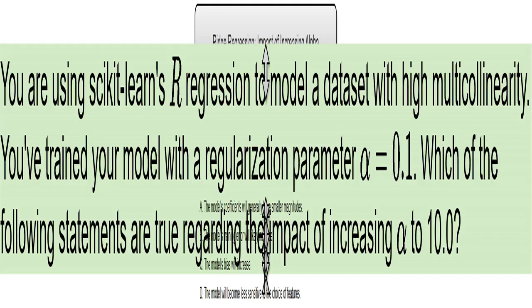I'm given a scenario where I'm using ridge regression in sklearn, a popular Python library for machine learning. My data has high multicollinearity, meaning that some of the input variables are very strongly related to each other. I've already built a model, setting alpha to 0.1. Now, the question asks me what happens when I increase alpha to 10.0, a significant increase. This tests my understanding of how alpha works in ridge regression.